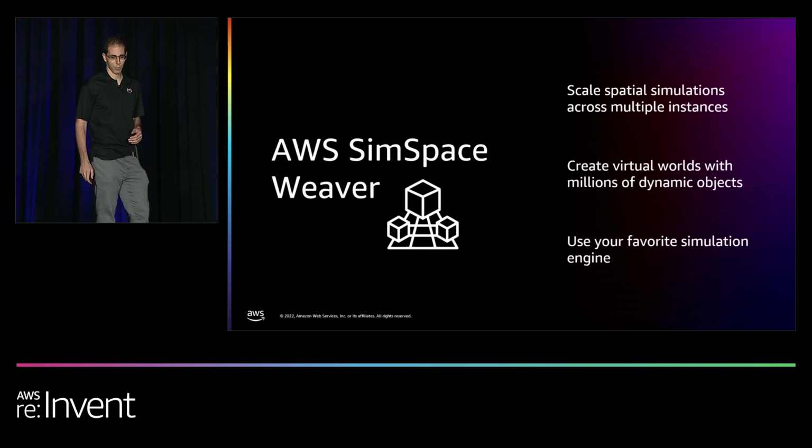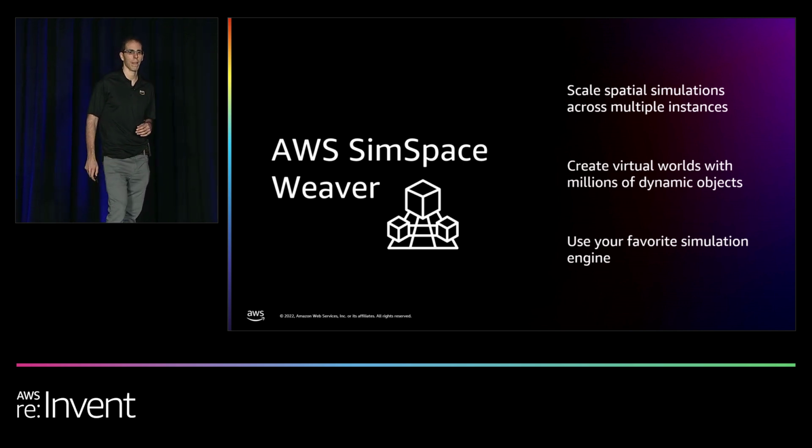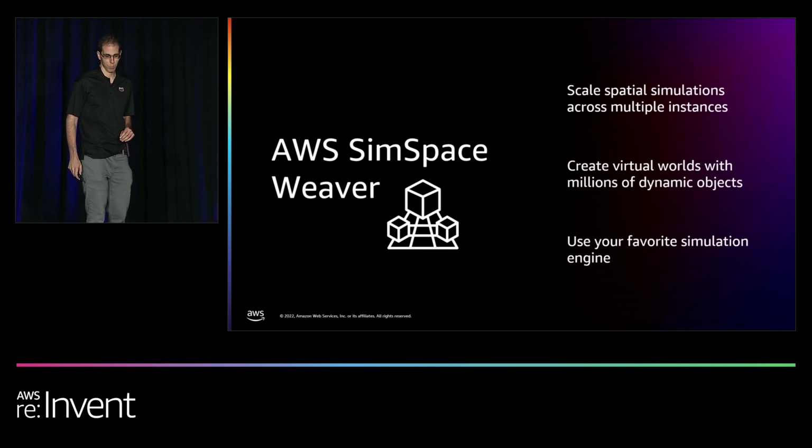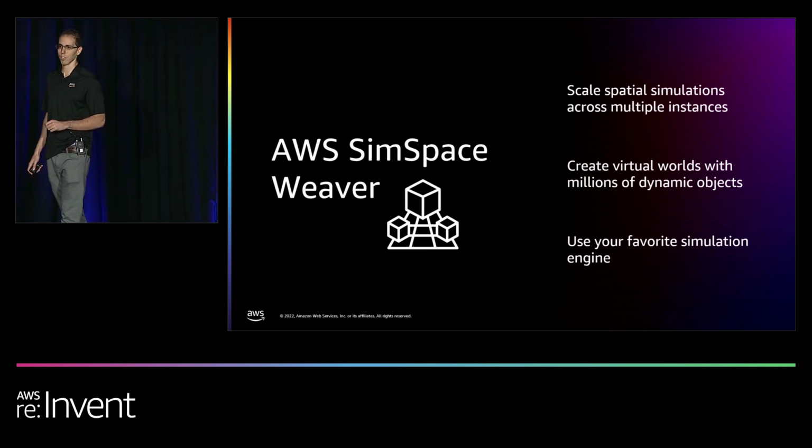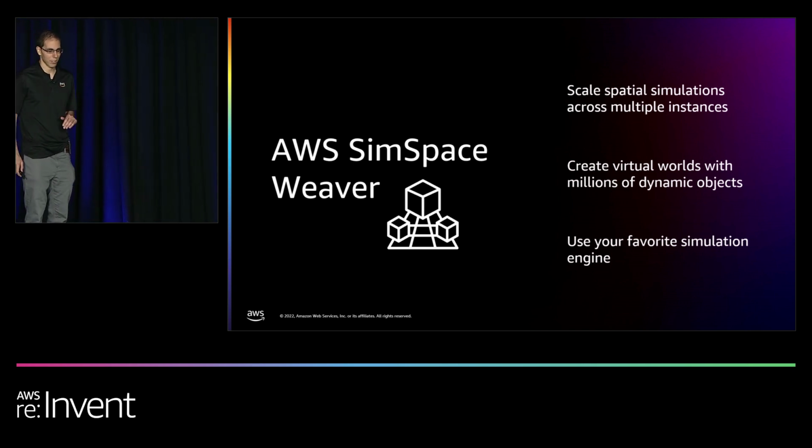And so here we are with AWS SimSpace Weaver, the first of our simulation-specific services. It is designed to help developers take their spatial simulations to new levels of scale and complexity and be able to create dynamic, seamless, and virtual worlds across multiple instances in the cloud with millions of dynamic objects. You can also use your own simulators or popular 3D tools such as Unity and Unreal.